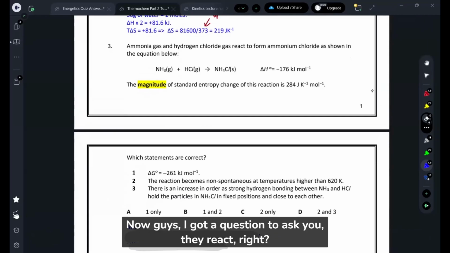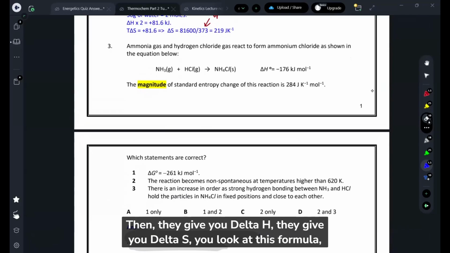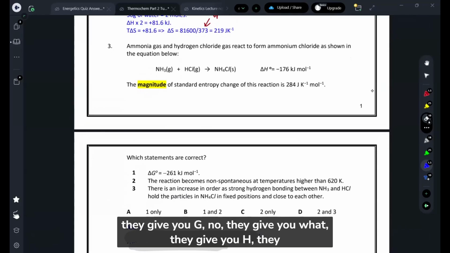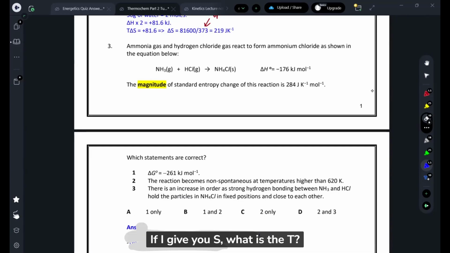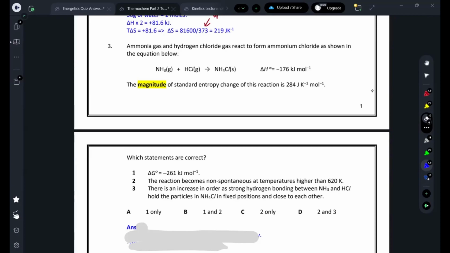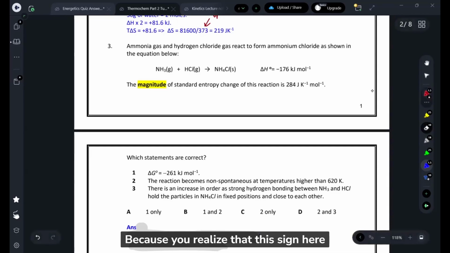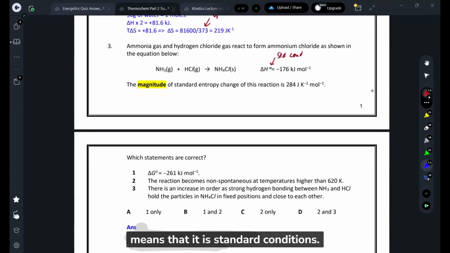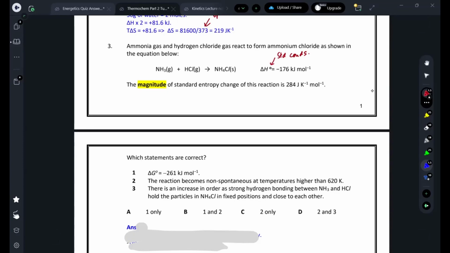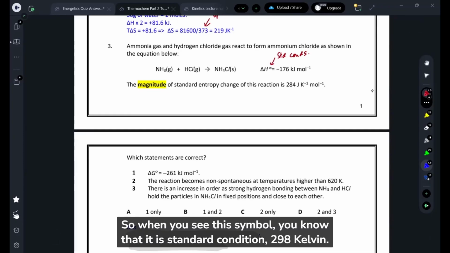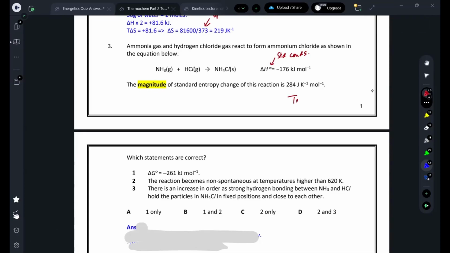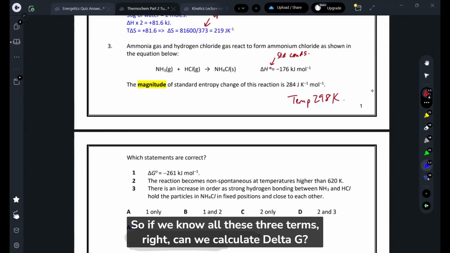Now, guys, I've got a question to ask you. They react, right? Then they give you delta H, they give you delta S. You look at this formula, they give you G. No, they give you H and S, right? What's the T? How do you know it's 298 Kelvin? Very good, because you realize that this sign here means standard conditions. Very good, Ethan. You remember this is what we call the standard symbol. So when you see this symbol, you know it's standard condition, 298 Kelvin. So temperature is 298 Kelvin.